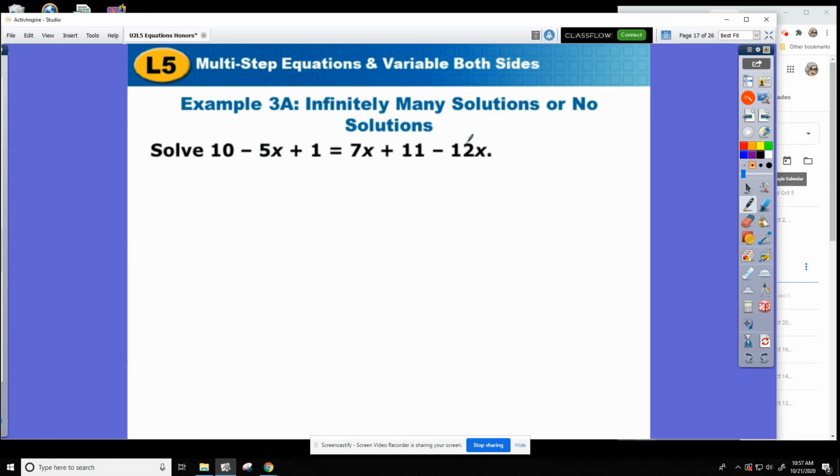So here, we got to simplify each side. 9 minus 5x, because I'm combining the 10 and the 1. Oh, that's not 9. That's 11.